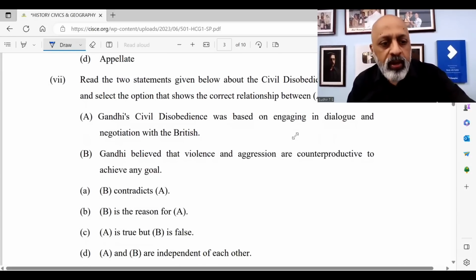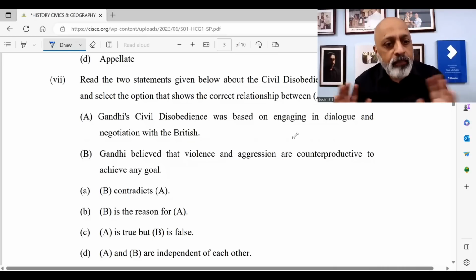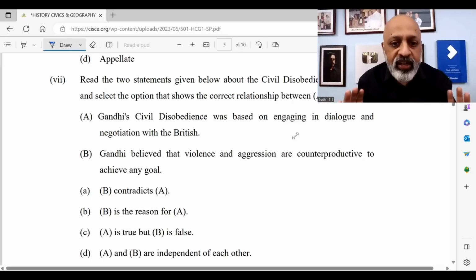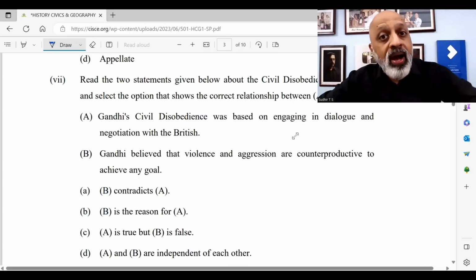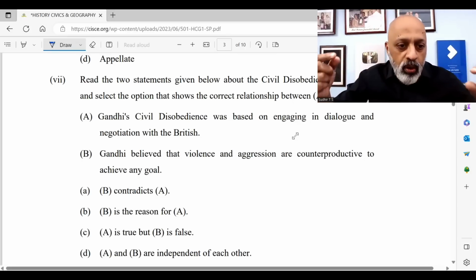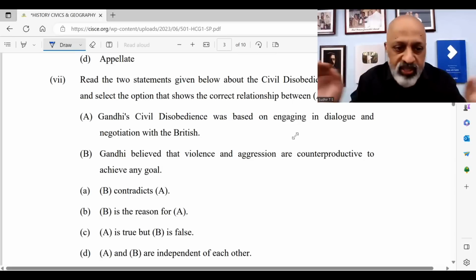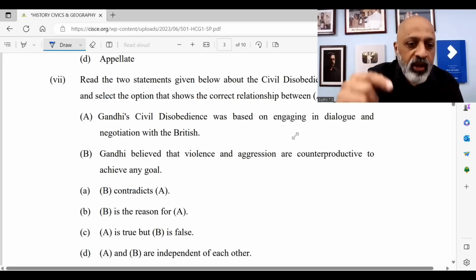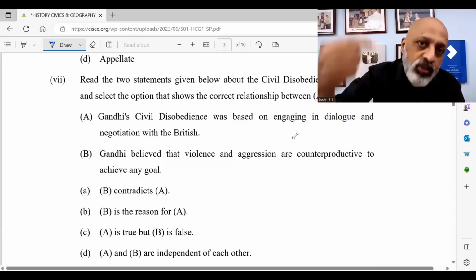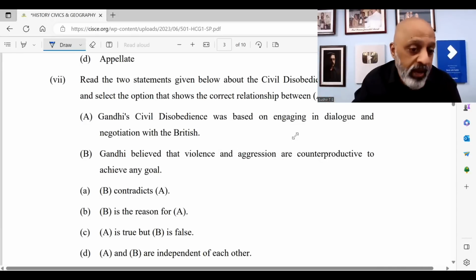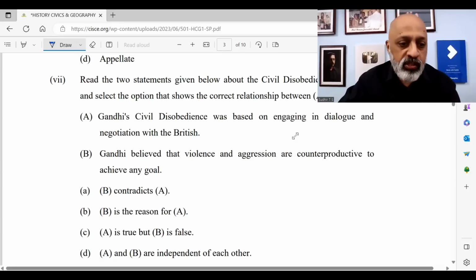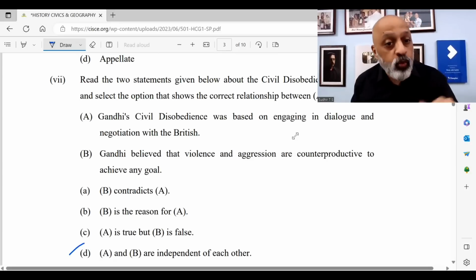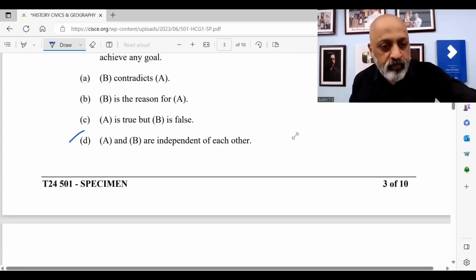So in my opinion, option D is the right one, that A and B is correct one, that Gandhi believed that violence and aggression are counterproductive to achieve any goal. कि violence और aggression से किसी भी चीज को आप हासिल नहीं कर सकते हैं, right? So option B और C तो सीधा गया, because option A तो सही नहीं है. अगर A false and B true होता तो option C ठीक होता. So B is not the reason for A. B does not contradict A because A is not a correct statement. So in my opinion, though I think the question itself is not entirely correct, this would be the correct one in my opinion, but I have a problem with this question.